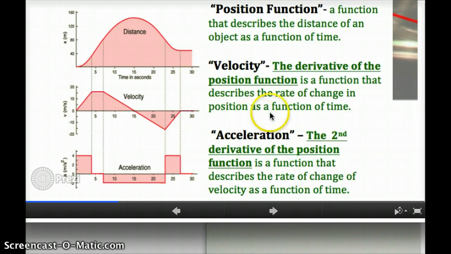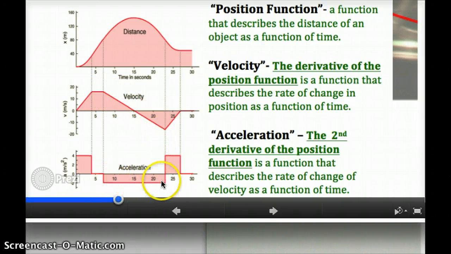Acceleration, this will be a new one, is actually the second derivative of the position function, which also makes it the derivative of the velocity function. If we say, is this person speeding up or slowing down, we're asking, how is the velocity changing? Notice here in the beginning, the velocity seems to be increasing, and that's why acceleration has a positive value. Over here, this whole section right here, velocity is decreasing, which means the person's slowing down, which is why acceleration is in the negative area.